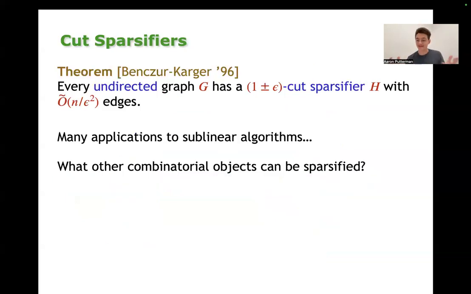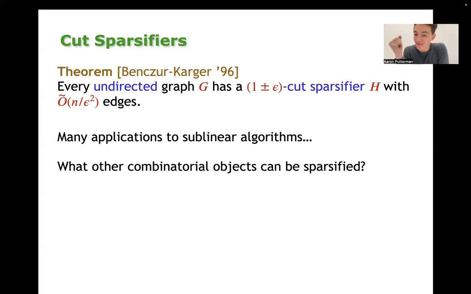And so in a pretty amazing sequence of works, Benczúr and Karger in the 90s showed that every undirected graph G has a 1 plus or minus epsilon cut sparsifier that preserves Õ(n/epsilon squared) edges, where the tilde is only hiding a logarithmic factor in n.